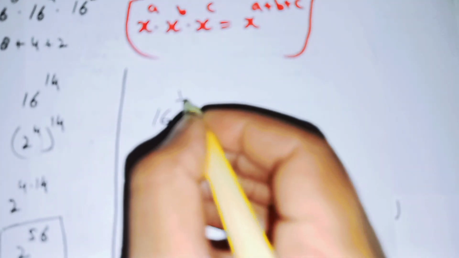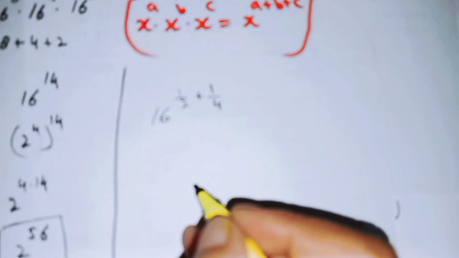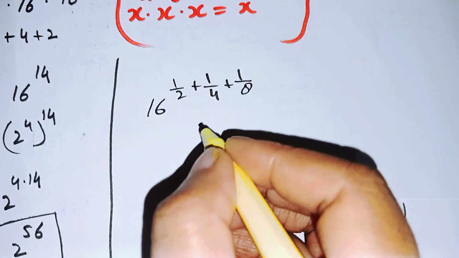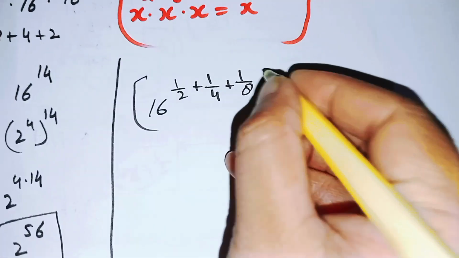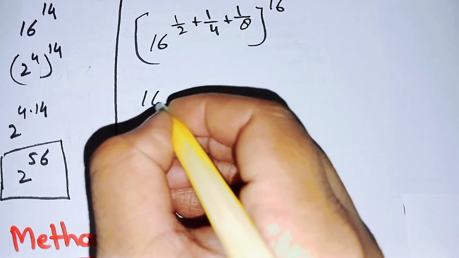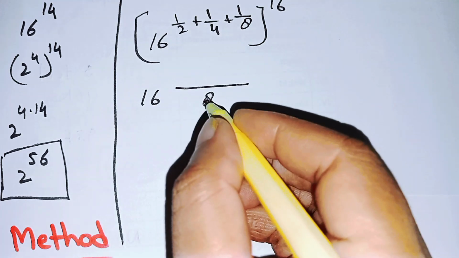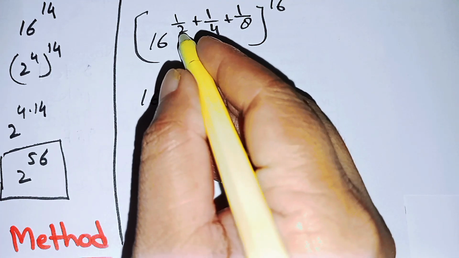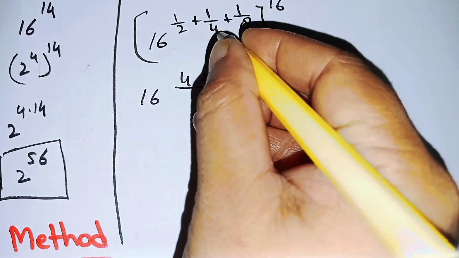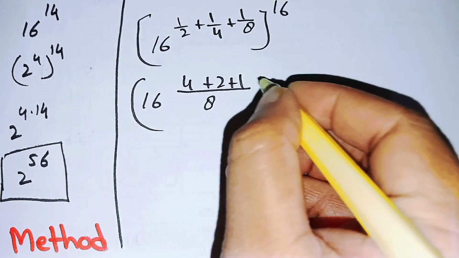and now 1 over 2 plus 1 over 4 and then plus 1 over 8, and the whole thing to the power of 16. And now in the next step is 16, and now here we take the LCM, 8, and 8 divided by this 8 is 1, and here is 4 and plus 2 and plus 1, and the whole thing to the power of 16.